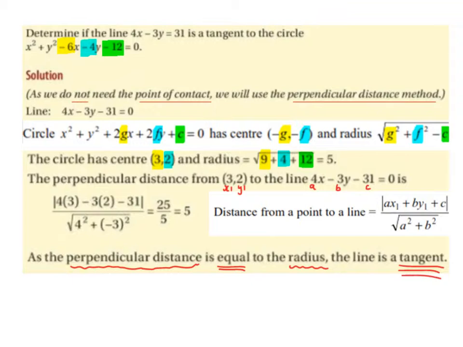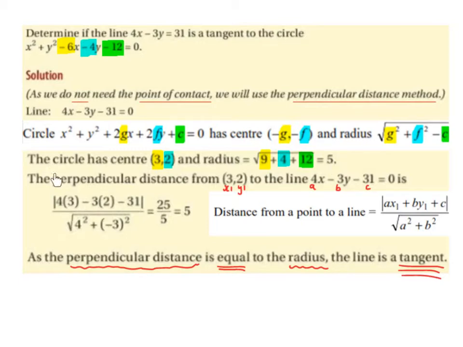Next we take our formula for the radius, the square root of g squared plus f squared minus c. So we square the g, we square the f, and then we change the sign of the constant at the end. The constant at the end is minus 12. So 3 squared is going to be 9, 2 squared is going to be 4, and minus 12 becomes positive 12. So we get the square root of 9 plus 4 plus 12, which is the square root of 25, which is 5. So now we have the centre of the circle, and we also have the radius of the circle, which is 5.